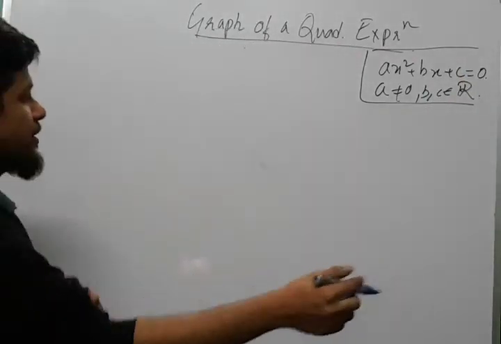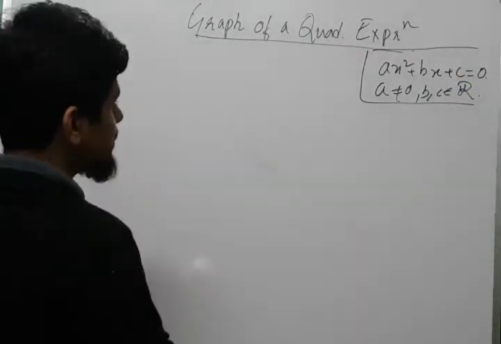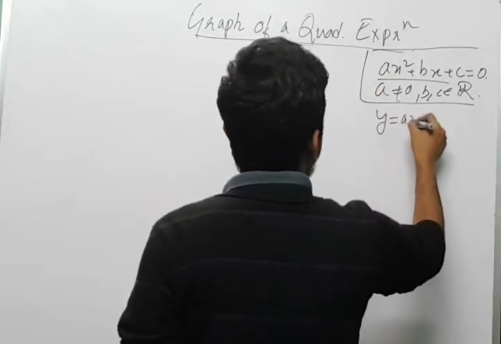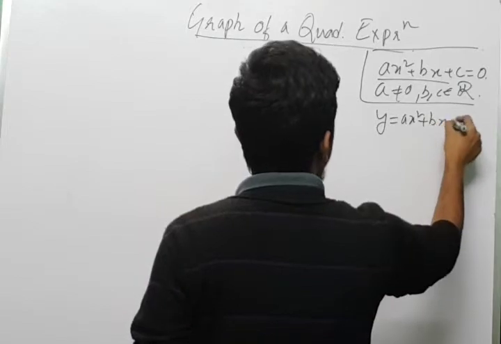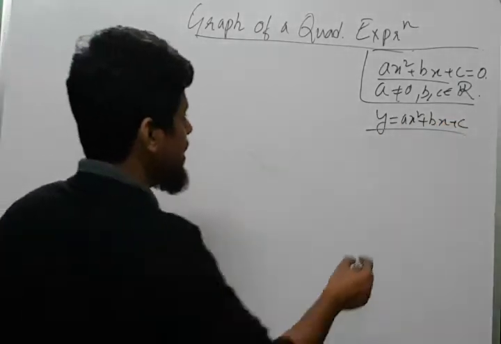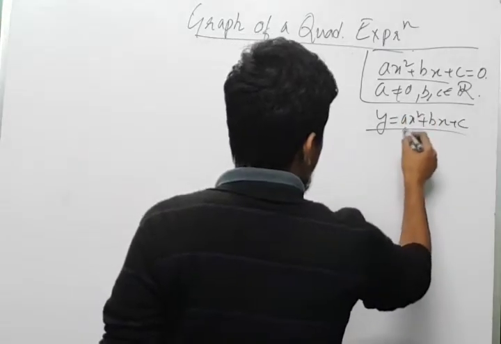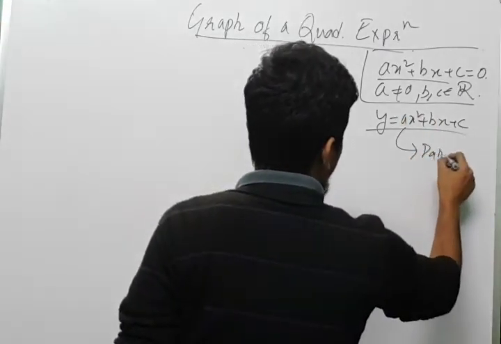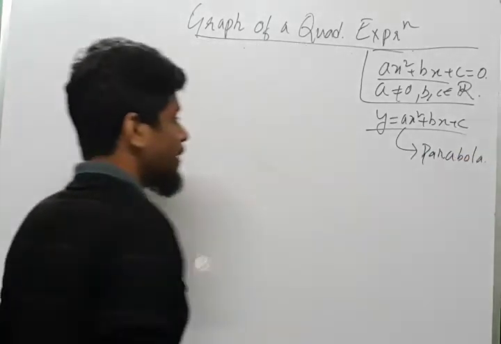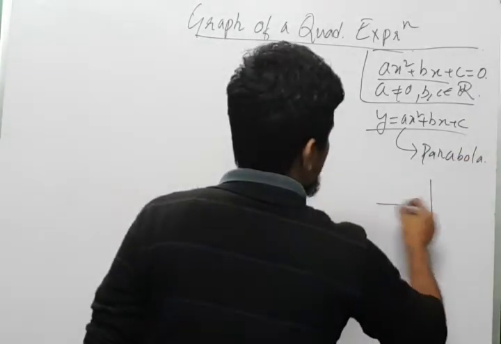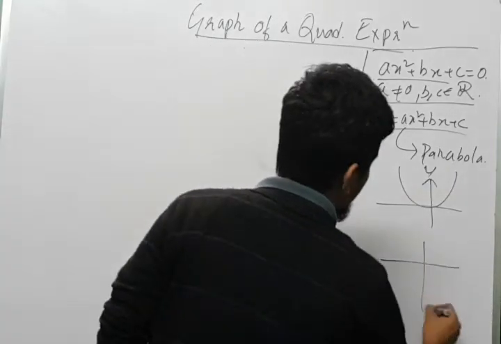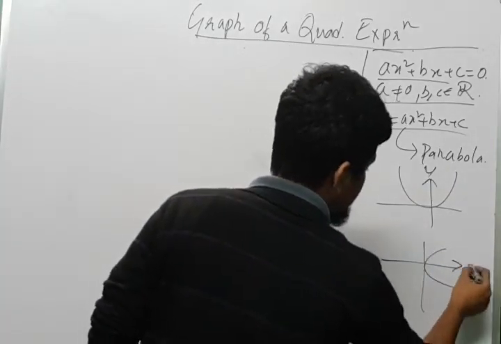Now, we can write this entire thing as y is equal to ax squared plus bx plus c, and this basically denotes a parabola. Parabolas may have their axis along the y-axis, or they may have their axis along the x-axis.